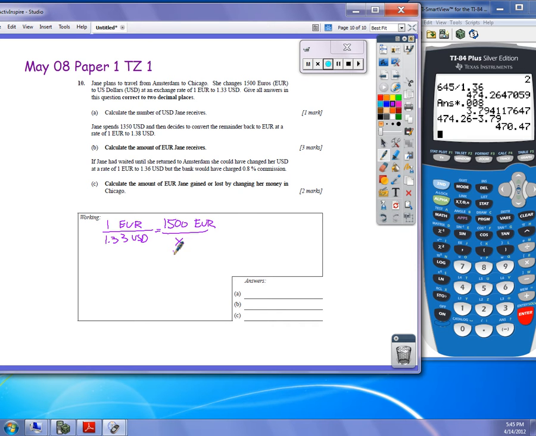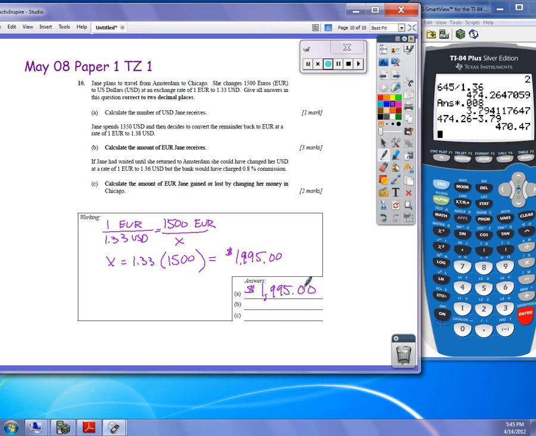So cross multiply, and x is equal to 1.33 times 1,500, and that's equal to $1,995. Whoops, I'm using my dollar symbol with correct notation. And remember, money, you're just going to have two places after the decimal.